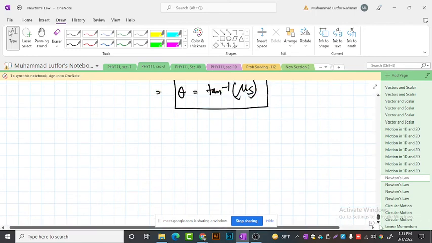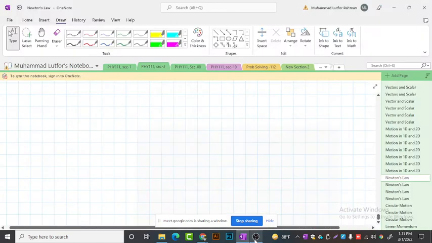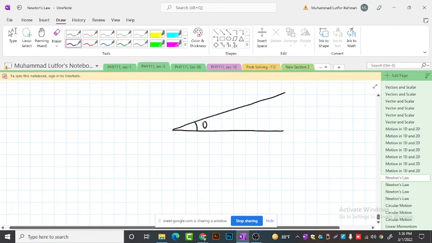Alright, so let's think about another case. Say this is the inclined plane. Try to understand, this is a very important concept for friction. I take this problem from your reference book. This is a very good problem from friction.